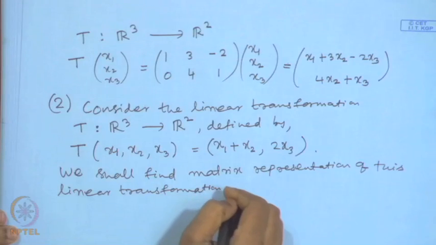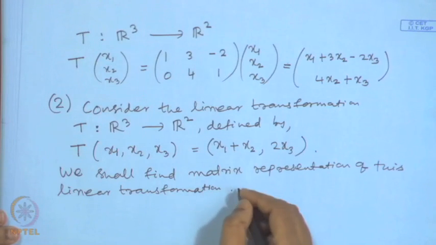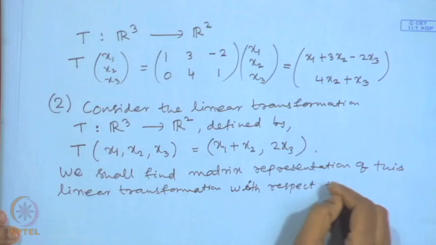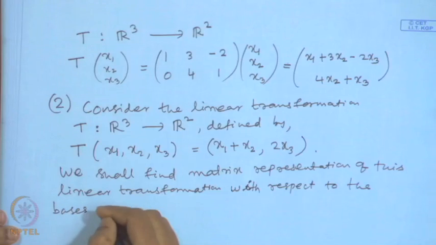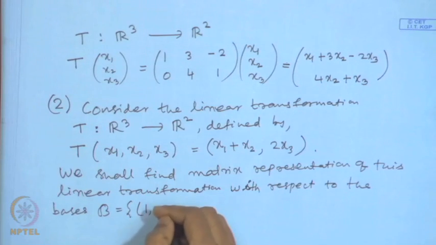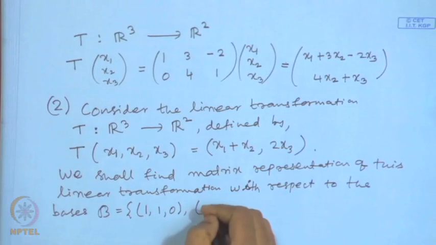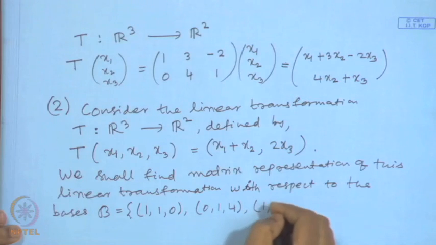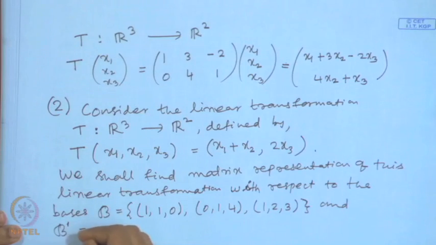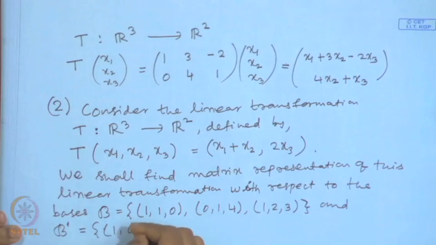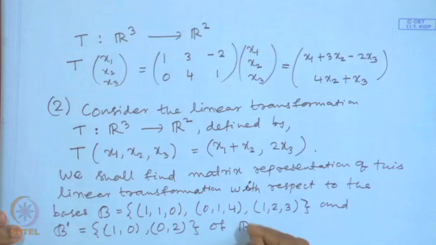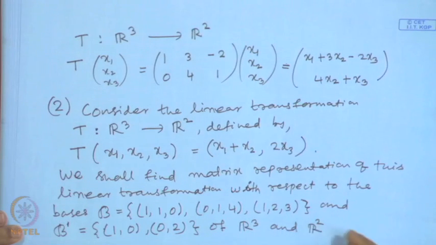Here we take this linear transformation with respect to the bases, say B consisting of (1,1,0), (0,1,4), (1,2,3), and B prime consisting of (1,0), (0,2), of R3 and R2 respectively.